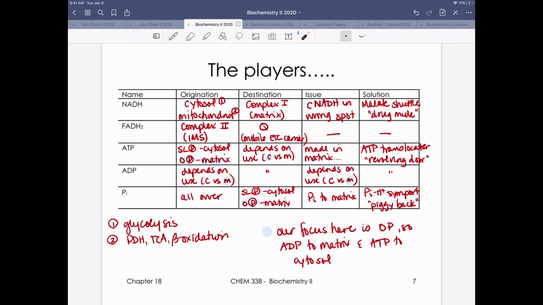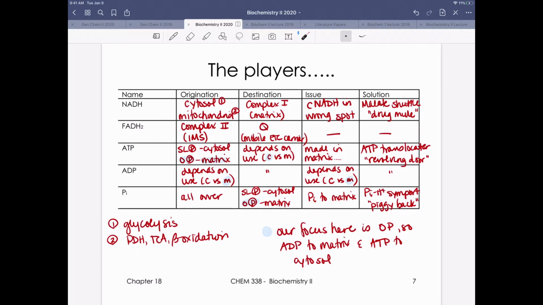So ADP is often generated in the cytosol from the hydrolysis of ATP. So we need to get that into the matrix so it can be remade into ATP. And because it's made by phosphorylating ADP with inorganic phosphate, this inorganic phosphate needs to get into the matrix. Inorganic phosphate is found all over the place. In substrate level phosphorylation, it's used in the cytosol. But if we're talking about oxidative phosphorylation, we need to get this inorganic phosphate into the matrix because that's where it's going to be used.